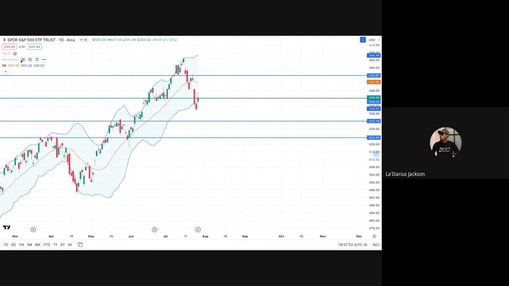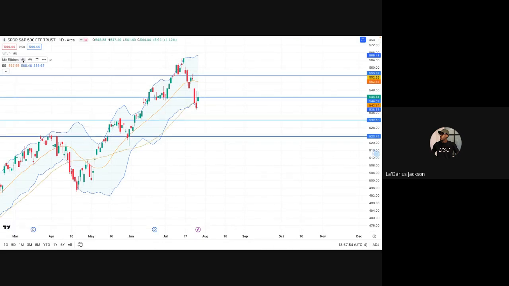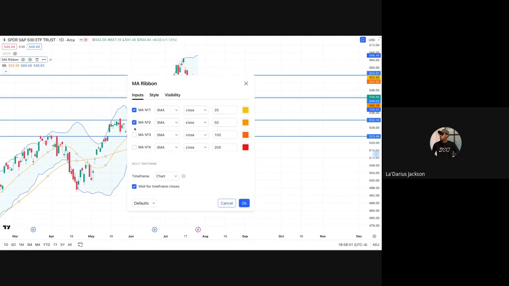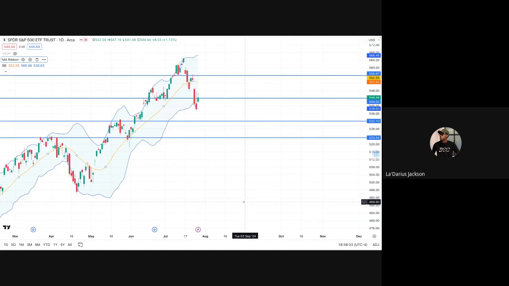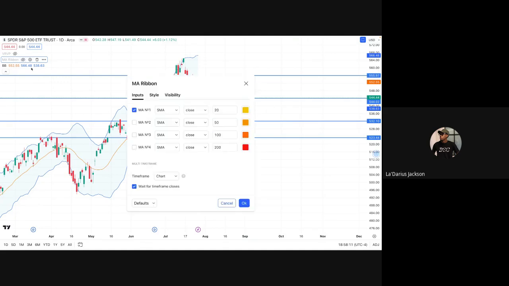And how do I know? Let's turn on the MA ribbon. We turn on the MA ribbon and I turn it off. You can see this yellow line here. That's the 20 MA. All right. So if I turn off the 50 and I only have my yellow line, we turn it on, off. It's the same exact line. The 20 MA is that line in the middle of the Bollinger Band.